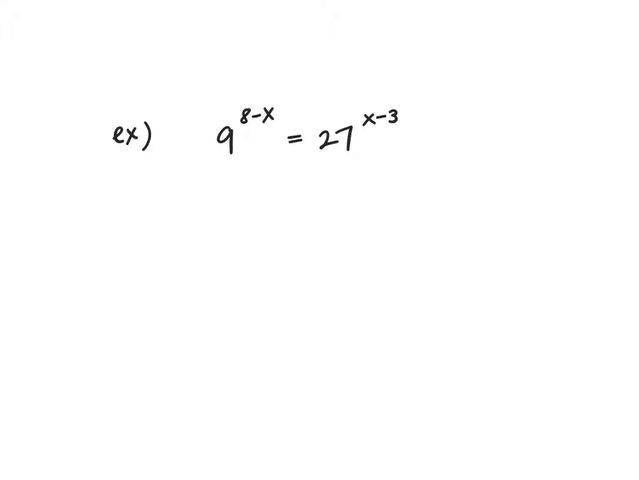All right, here's another example. 9 to the 8 minus x equals 27 to the x minus 3. So we want to ask ourselves, could I rewrite the 9 and the 27 using the same base? And the answer is yes, if you use base 3. So 9 is the same thing as 3 squared, and 27 is 3 cubed.